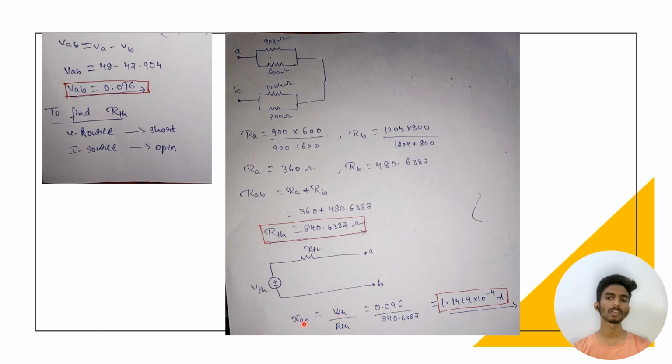After this we need to find the IAB. They asked to find the current across the galvanometer, because we write VTH by RTH and we have the values of both, so we are substituting that and we got the answer as 1.147119 into 10 power of minus 4 ampere.